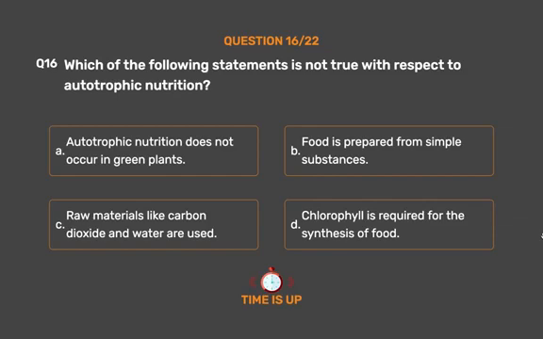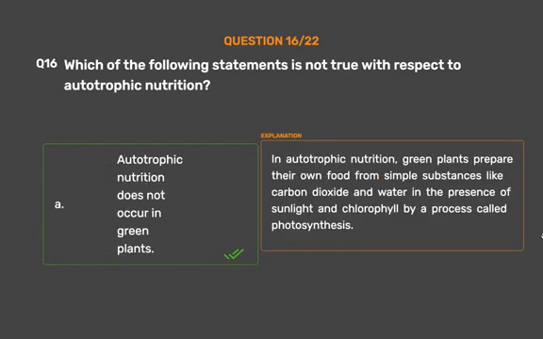The correct answer is Option A. Autotrophic nutrition does not occur in green plants. In autotrophic nutrition, green plants prepare their own food from simple substances like carbon dioxide and water in the presence of sunlight and chlorophyll by a process called photosynthesis.